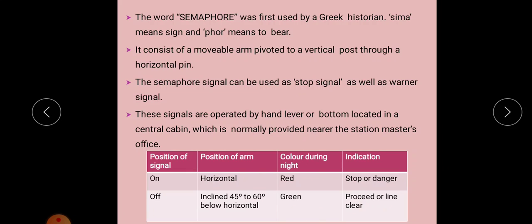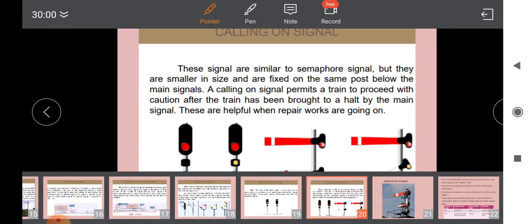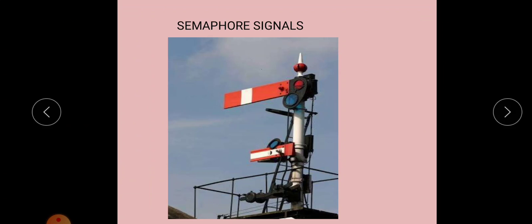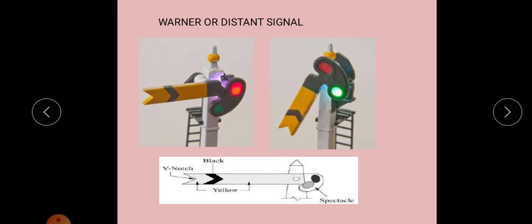That is, by noticing the position of the arm during daytime, the train stops or proceeds. If the position of the arm is horizontal, it indicates stop, and if the position of the arm is inclined, it indicates proceed. During night, red and green: red means stop, green means proceed. So this is the semaphore signal.